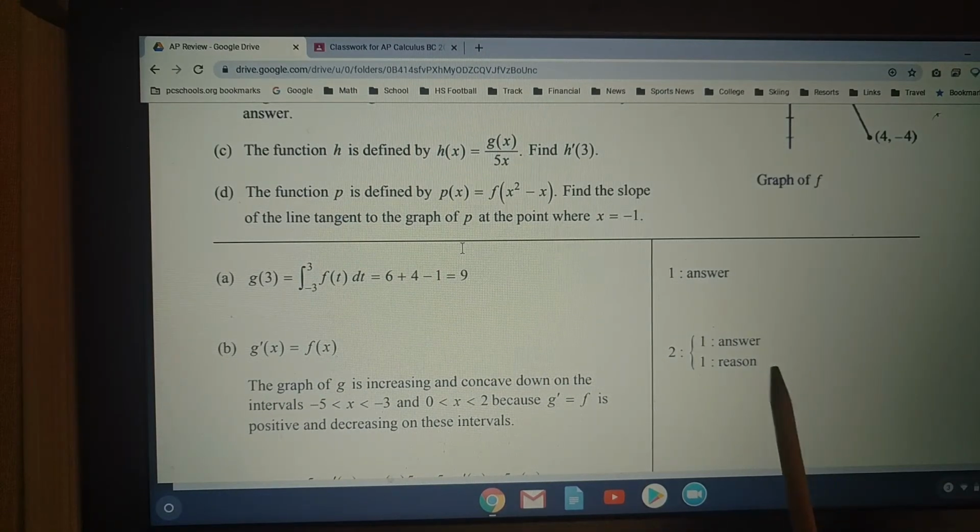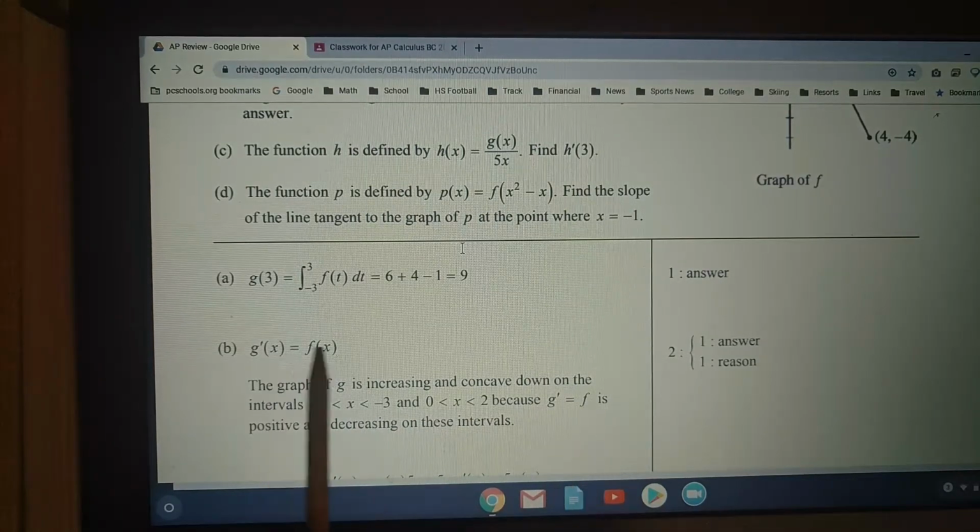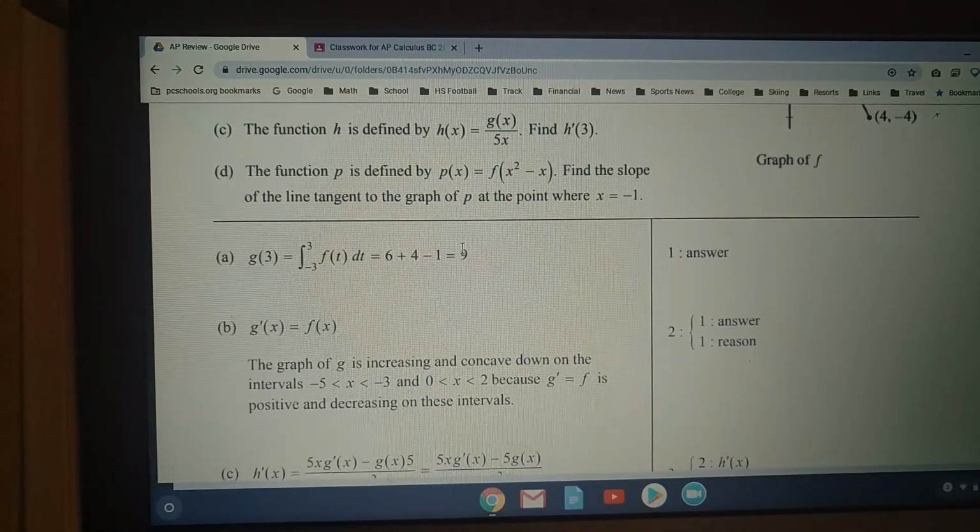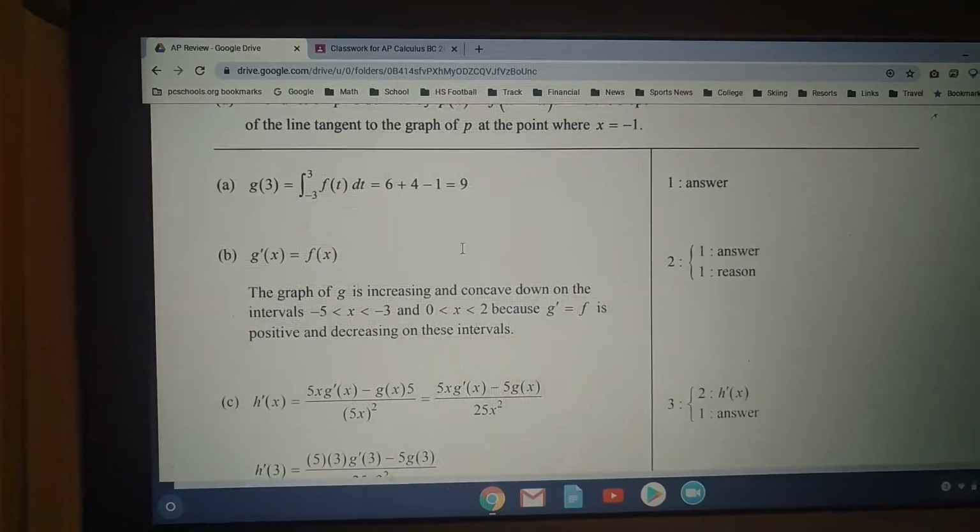The reasoning requires a number of things. First, it requires some statement establishing this relationship here. We can be here or it can be here, but you got to have a statement saying that g prime is equal to f, somewhere in there. And then you also have to state that you are looking for where f is positive, because that means that g would be increasing, and you're looking for where f is decreasing, because that would mean that g is concave down. So the reasoning point requires quite a bit, the answer a little bit less, just getting the intervals.